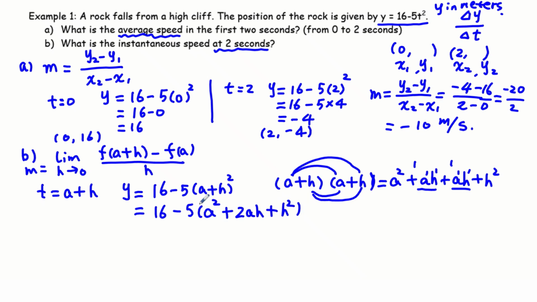Then we are going to do the multiplication first. So negative 5 times each term in the bracket. We are going to have 16 minus 5a squared, negative 5 times 2, negative 10ah, negative 5 times 1, negative 5h squared. We don't have any like terms here, so this is simplified.